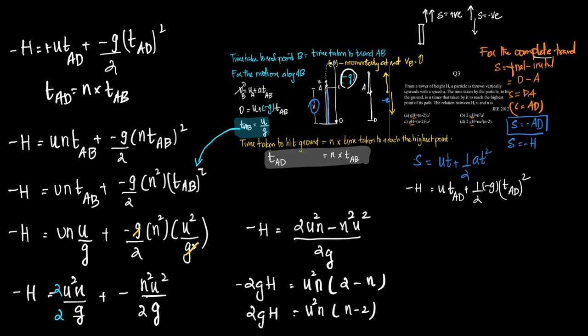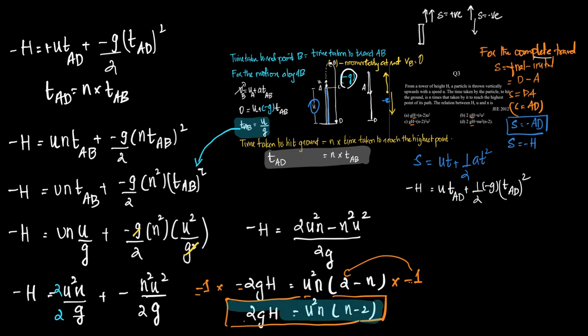So the steps go like this. You multiply this whole equation by minus 1 on both sides. So minus into minus is plus. This minus will go inside. Minus 1 into 2 will be minus 2. Minus 1 into minus N will be positive N. So what we get is 2GH is equal to U square N into N minus 2. This is the final relationship we get, which makes the correct option 2GH is equal to U square N into N minus 2, option D.